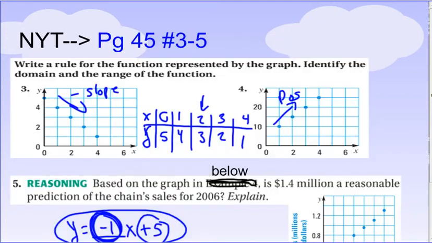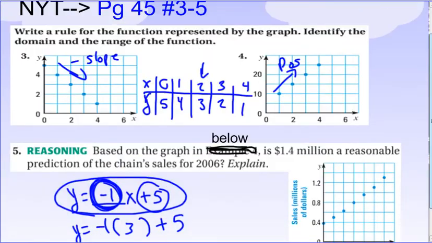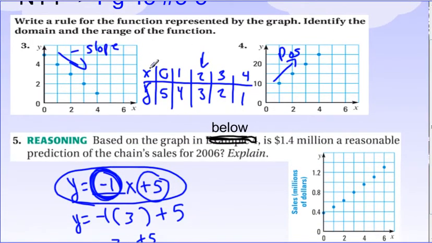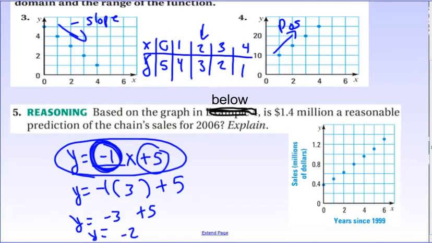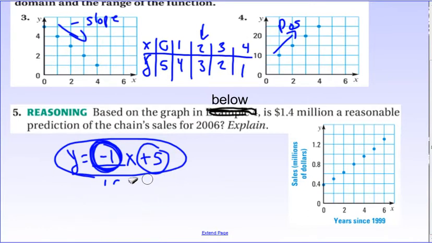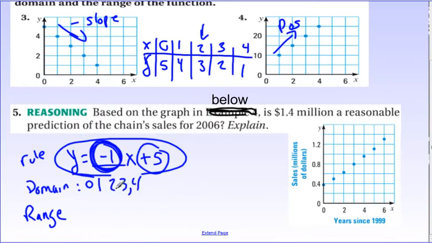Okay? So we're going to use that, and by the way, identify the domain and range. So this is domain. So I guess we should finish up the problem, huh? We found the rule. Let's do domain. I know, my brain's jumping all over the place. So rule, domain, range. Domain is 0, 1, 2, 3, 4. Range is 5, 4, 3, 2, 1. That's number 1. Get it? Got it? Good.